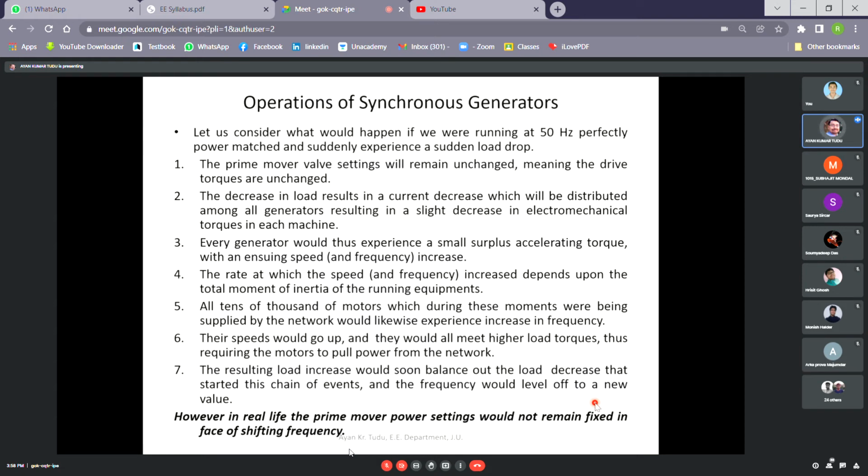But we will see that this is what happens in theory; in real life, the prime mover settings, which we said will remain unchanged, will not remain unchanged, but rather they will change in phase with the shifting frequency. Okay, they will change in phase with the shifting frequency. Any questions till now?